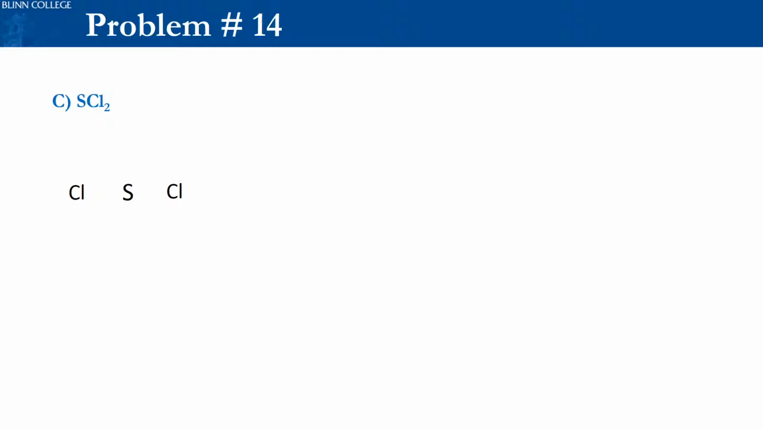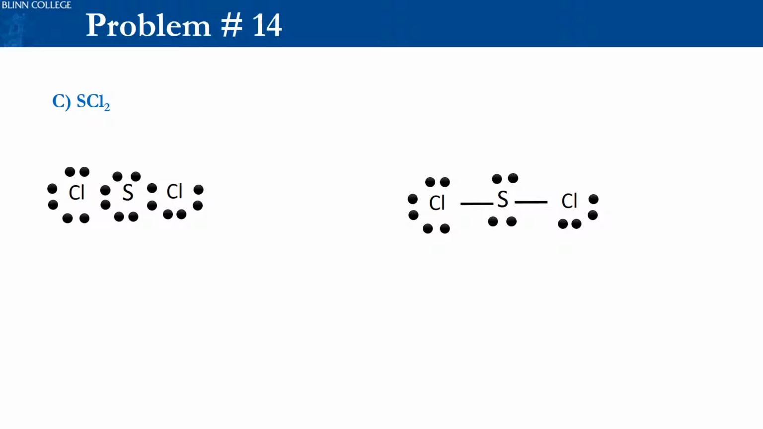We place the sulfur in the middle because it is the least electronegative, and the 2 chlorine atoms around it. We start by placing the Lewis dots in the center first, and then fill the chlorine atoms. And we can replace the Lewis dots between the chlorine and the sulfur to indicate single bonds.